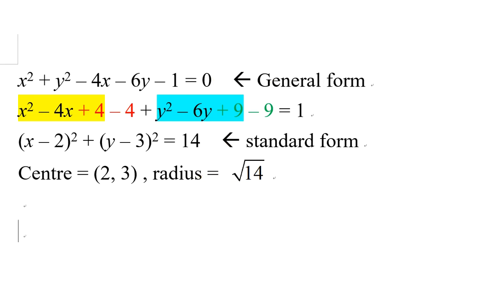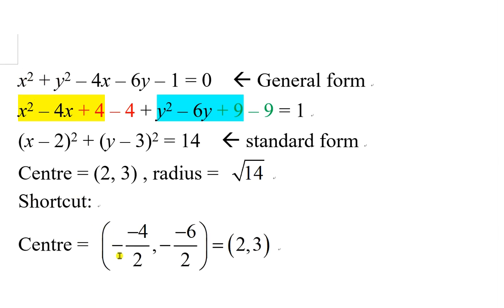But of course, if every time we use the method of completing the square to find the center and radius, that will be a bit clumsy. So here is the formula, or you can call it a shortcut. If you want to find the center, you make sure that first of all, the coefficients of x squared and y squared equal 1. And then you can find the center. That will be like this: negative 4 over 2, comma, negative 6 over 2.